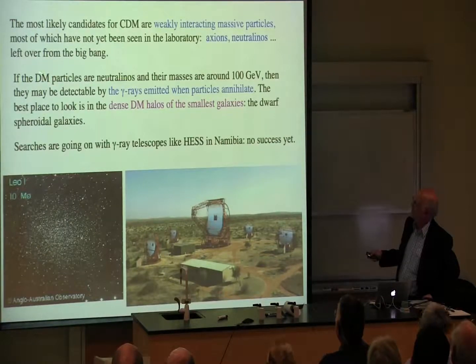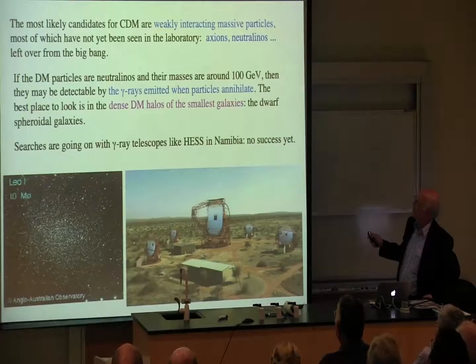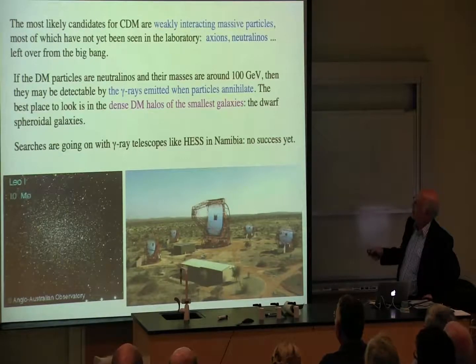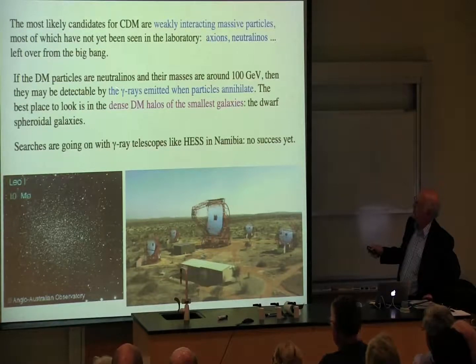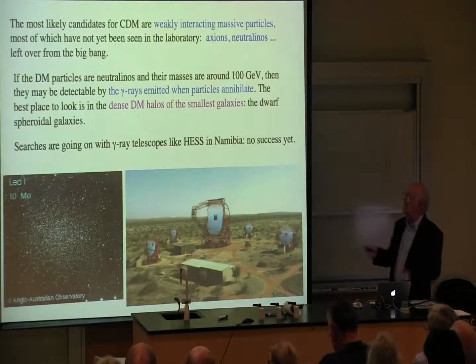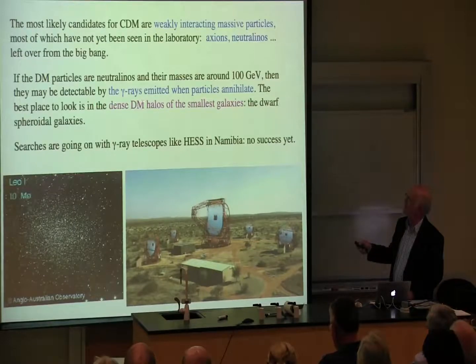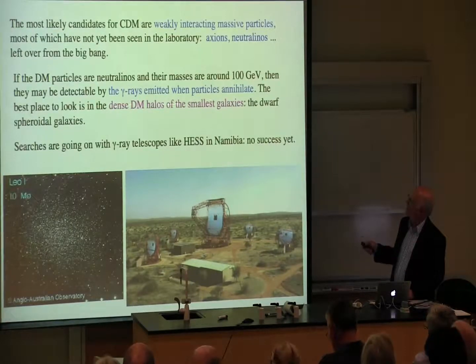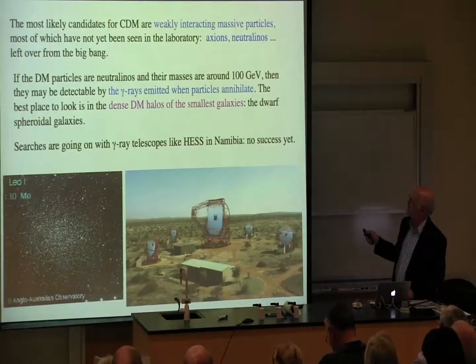Probably the most promising candidates are that if dark matter are things called neutralinos, which have quite big masses, around 100 gigaelectron volts, then it may be possible to detect those, even though it's dark matter. They may occasionally give off flashes of gamma rays, very hard radiation, that occur when two of these dark matter particles meet and annihilate. The mass disappears and you just get a flash of gamma rays. The best place to look for these sort of things is in the place where dark matter is densest. And as I was telling you, dark matter is densest in the smallest galaxies, these dwarf galaxies.